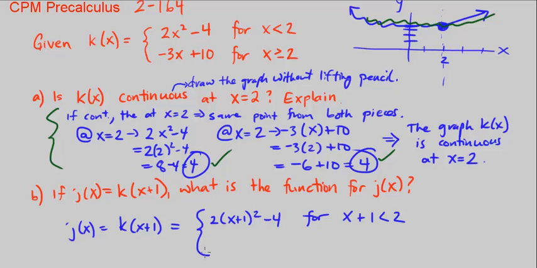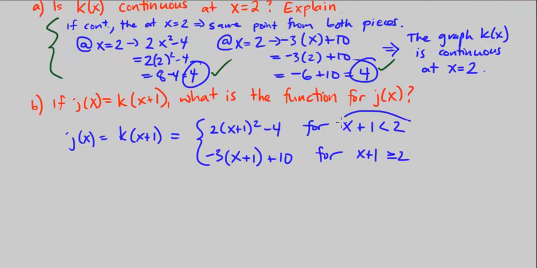And here now we have negative 3 times, instead of x, we have x plus 1, plus 10, and again, instead of x, we have x plus 1 is greater than or equal to 2. Now all we need to do is simplify these intervals. Subtract 1 from both sides, and we get x is less than 1. Subtract 1 from both sides, and we get x is greater than or equal to 1.